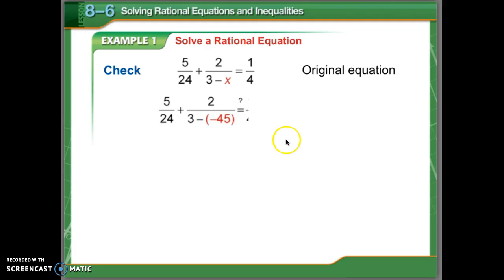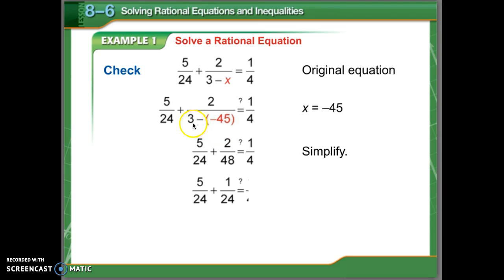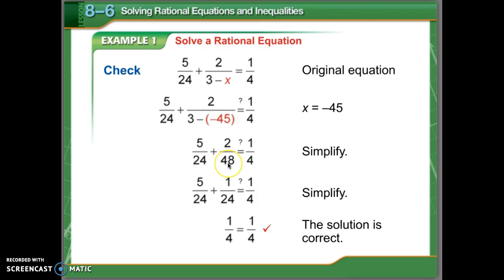We're going to check our answer just to make sure it works out. Plugging negative 45 back in. 3 minus negative 45 becomes 48. 2 over 48 is the same as 1 over 24. 5/24 plus 1/24 is 6/24. And 6 over 24 reduces to 1/4. And so therefore the answer works out. We know our solution is correct.